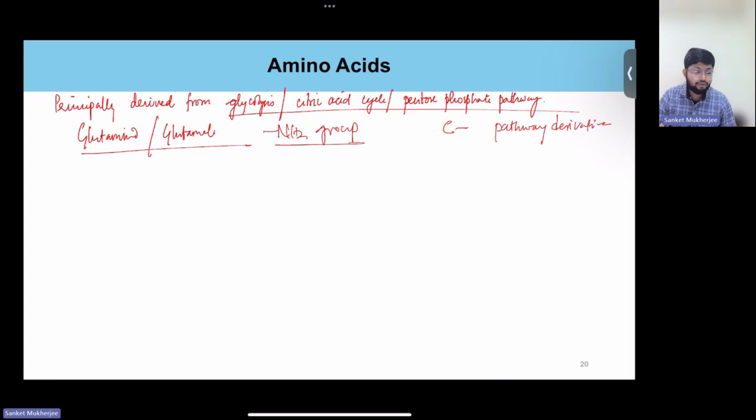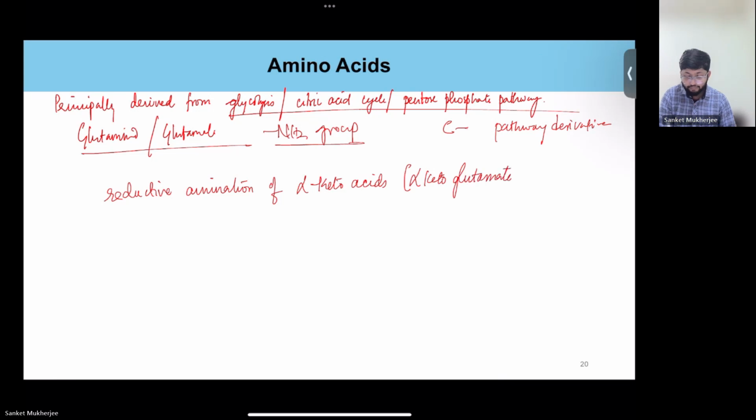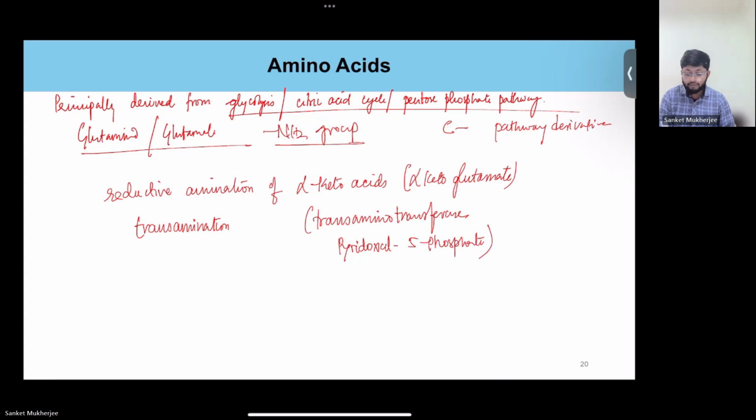Some amino acids are synthesized by the organism, some are not synthesized. Based on that, we have the essential and non-essential amino acids, which we have already discussed. So in all amino acid biosynthesis pathways, we have the reductive amination of alpha keto acids like the alpha keto glutamate, right? And there could be transamination using transaminotransferase or pyridoxal 5-phosphate, any of these two.